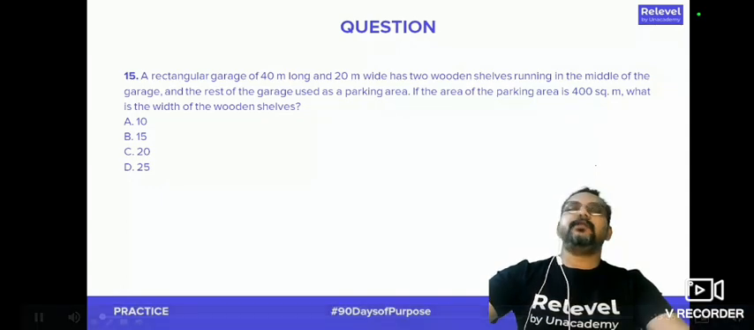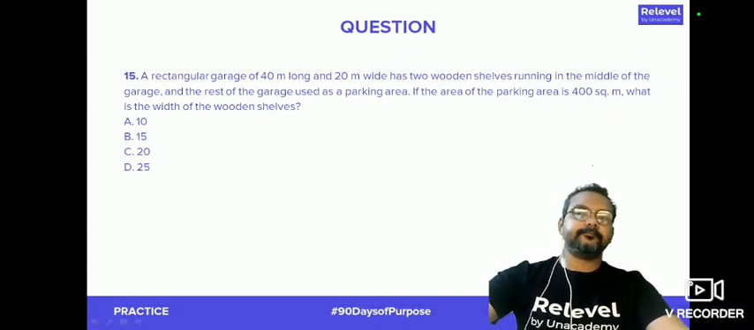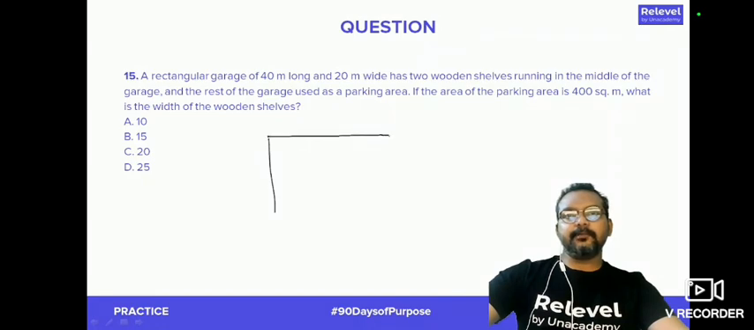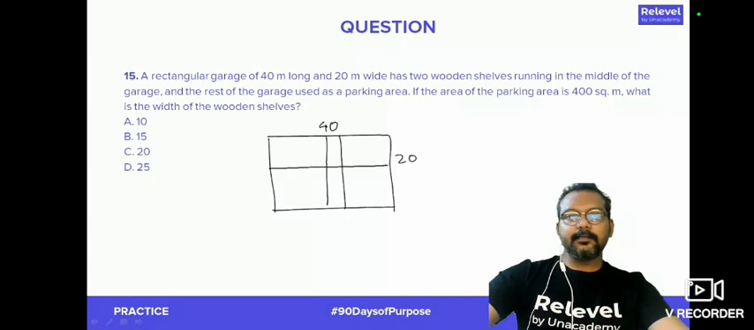Question number 15. Question 15. It says a rectangular garage of dimension 40 by 20 has two shelves in the middle. So possibly this is one shelf and this is the other shelf.